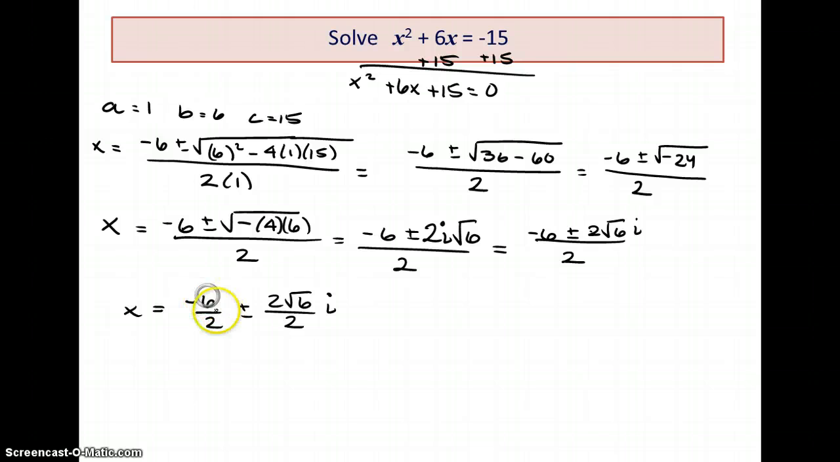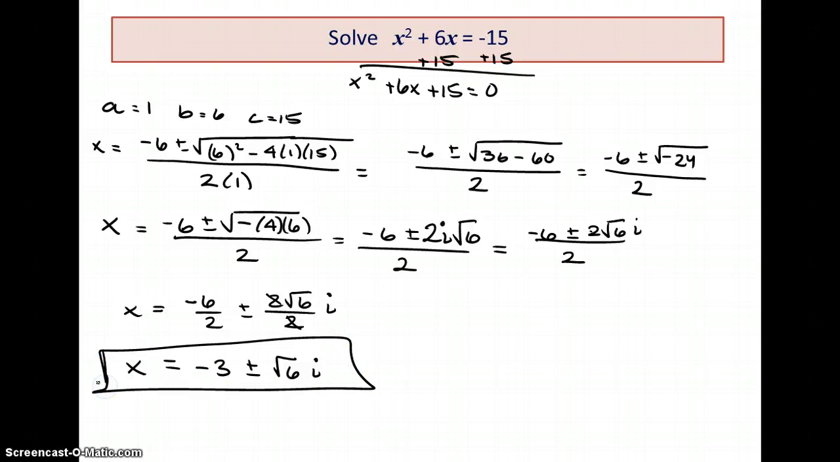Hopefully, you're looking at these two and you're thinking, I'm definitely not going to leave it like that. Negative 6 divided by 2 is negative 3 plus or minus 2 divided by 2, radical 6 i. If you paused it the whole entire time and you got to this all by yourself, I think that is delightful. If not, and you needed a little backup, go ahead and use me now. And then when you work on your homework, you'll be on your own. And I think you should be okay by then.